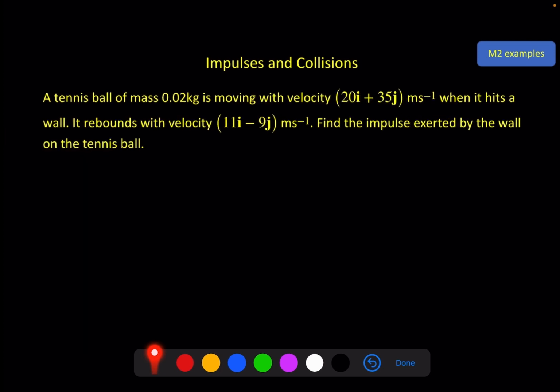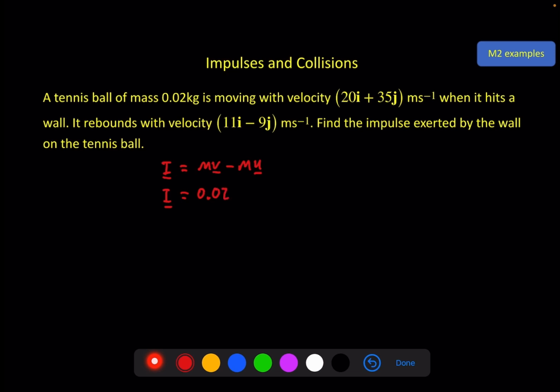Third example. A tennis ball of mass 0.02 kilograms is moving with this velocity when it hits a wall. It rebounds with this velocity. Find the impulse exerted by the wall on the tennis ball. Same equation again. We want to know the impulse.